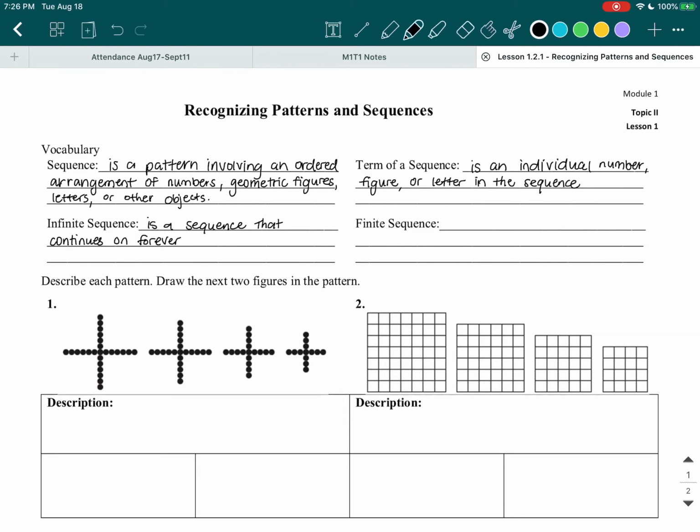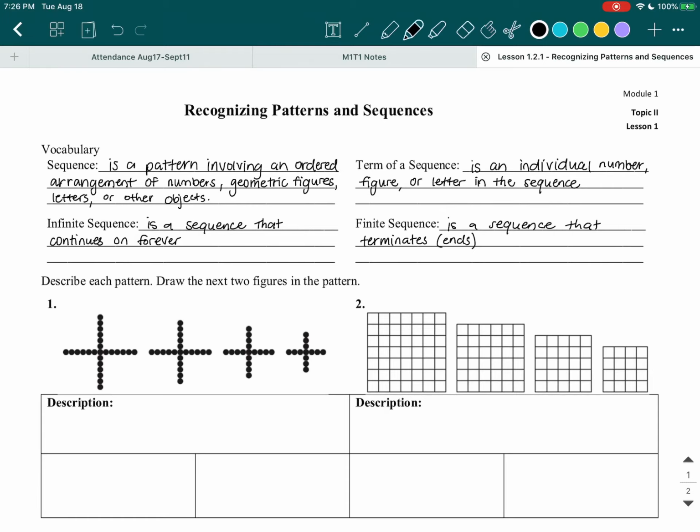And the opposite of that is a finite sequence, which is a sequence that terminates, which just means ends, okay? A sequence that ends, a sequence that stops. And if you know Spanish, then maybe you know this word, which means to stop or end, is related to that. So a finite sequence ends, it stops, it terminates. Okay.